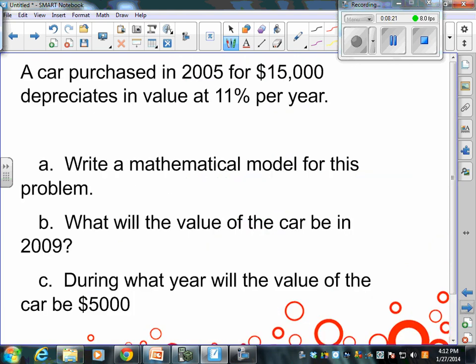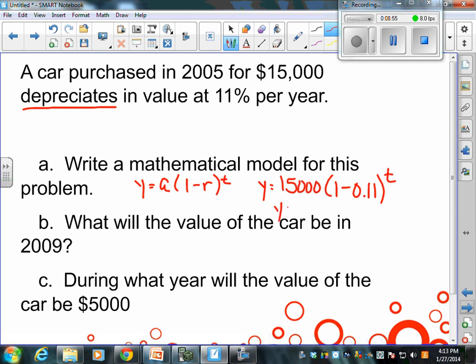One more problem. We have a car that was purchased in 2005 for $15,000. It depreciates 11% per year. So let's write a mathematical model. Because it's depreciating, that's the same thing as decreasing. I would have y equals a times 1 minus r to the t. So a is my initial amount. I originally bought the car for $15,000. My rate is 11%.